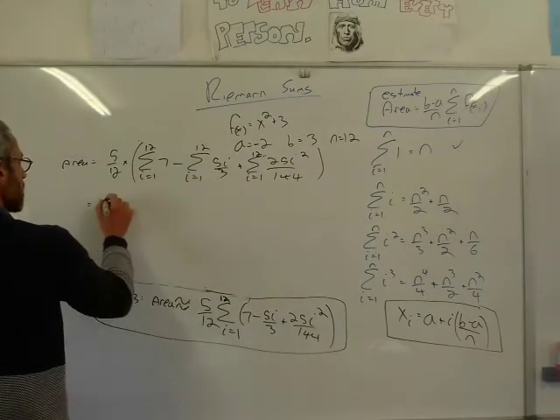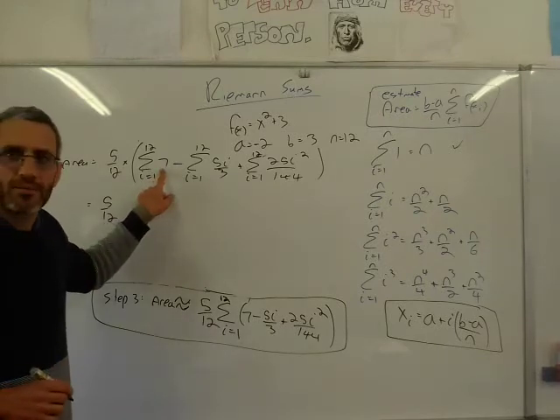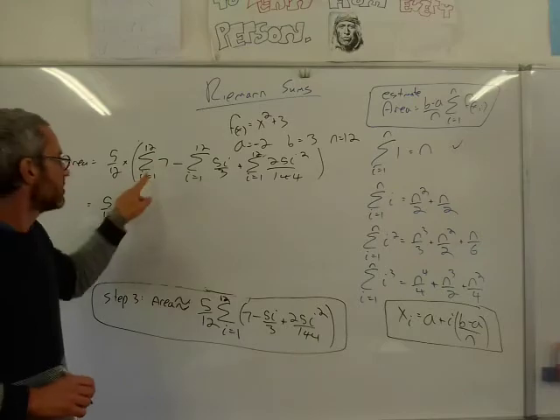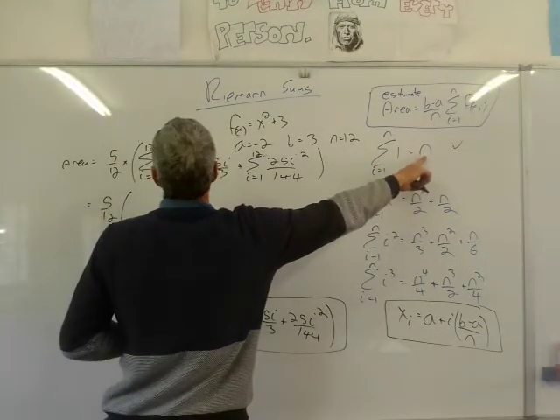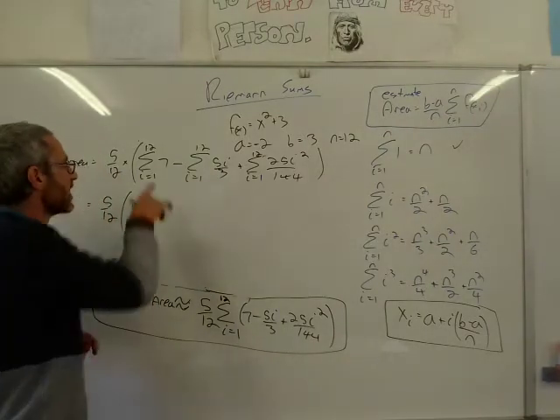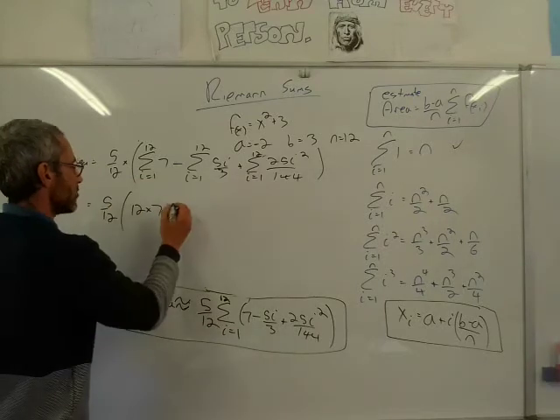Okay, so I'm going to have 5 over 12. What's written here? This is 7 plus 7 plus 7 plus 7, 12 times. I don't even need to use that formula. I know this is n, so I should really write 12 times 7, but that kind of makes sense. I've added 7 to itself 12 times. So that's not a problem.